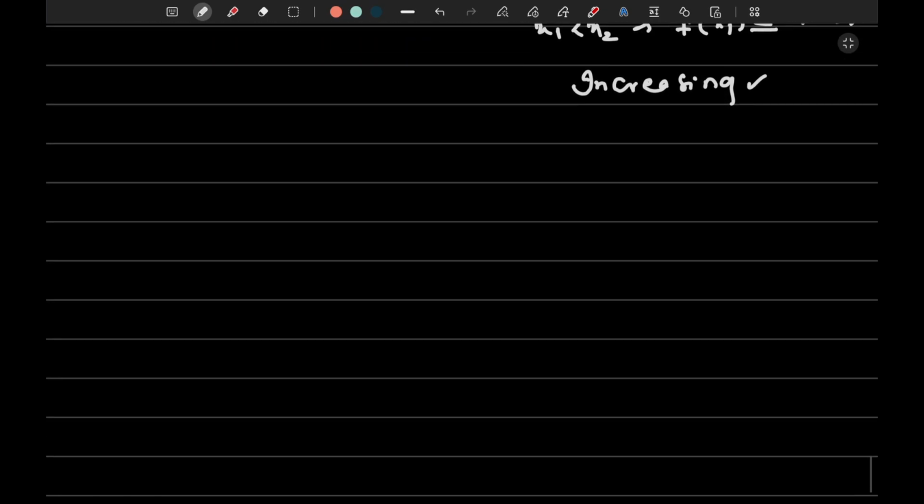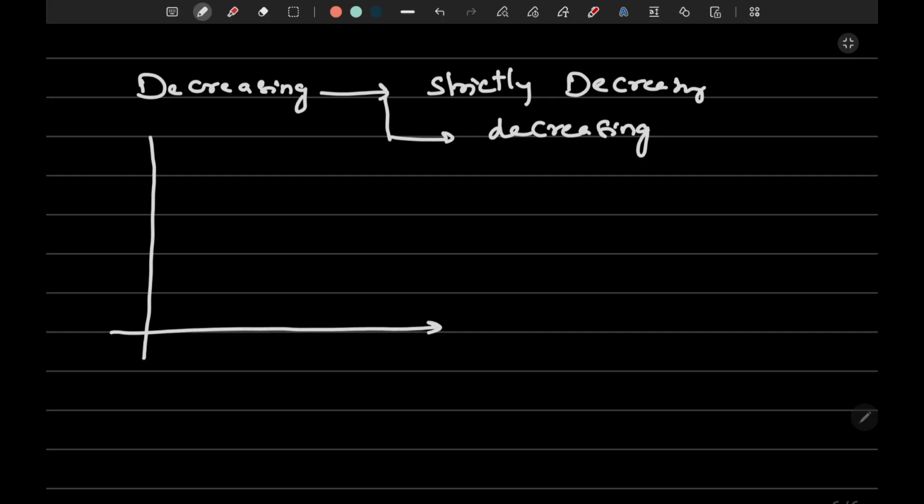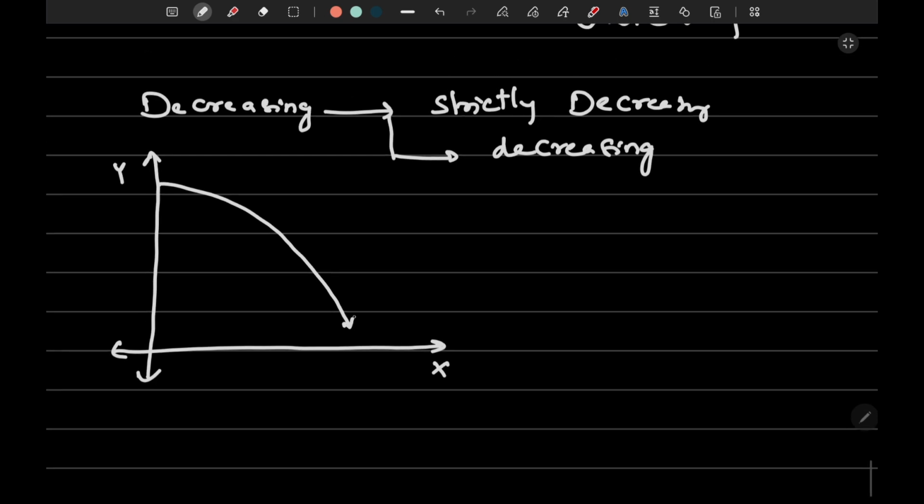Now come to decreasing. Decreasing also has two types. One is strictly decreasing, and the second one is decreasing, same as the previous one. Strictly decreasing means always decreasing. On the x-axis, y-axis, when you observe this curve, it is continuously decreasing.